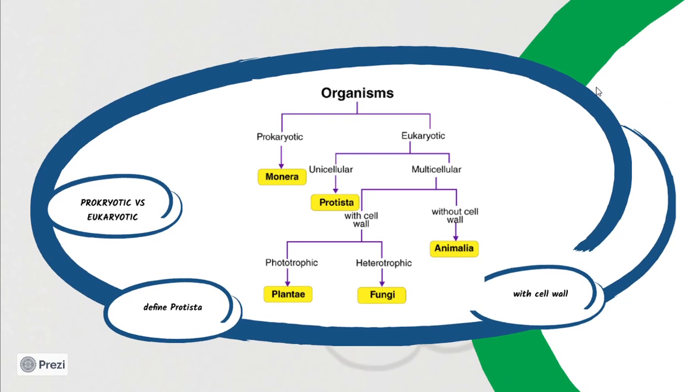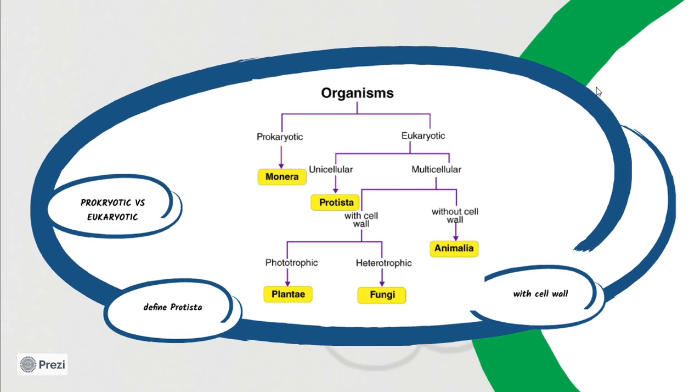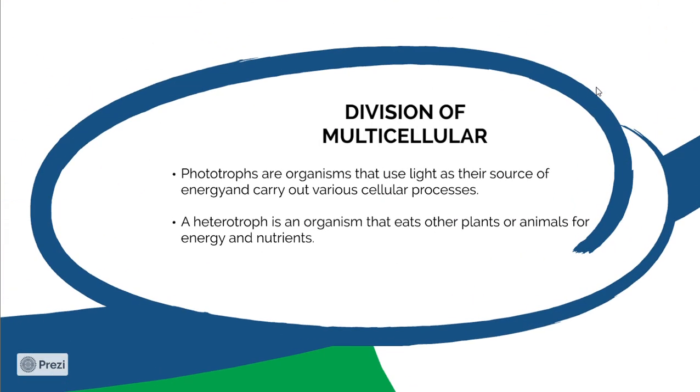Next, moving on to multicellular organisms, some have cell walls. Picture a fortress protecting a castle. Plants are perfect examples, using their cell walls to stand tall and gather sunlight for energy. Some, like trees, make their own food through photosynthesis.